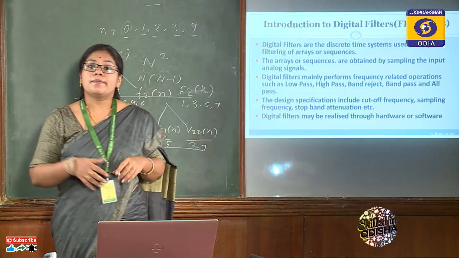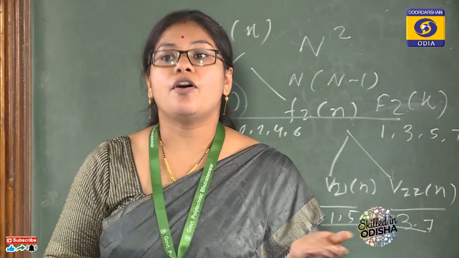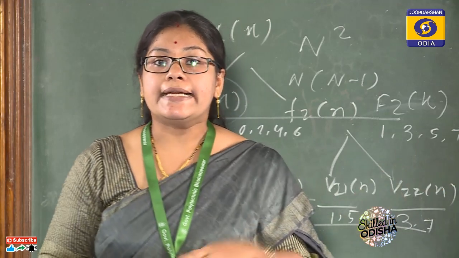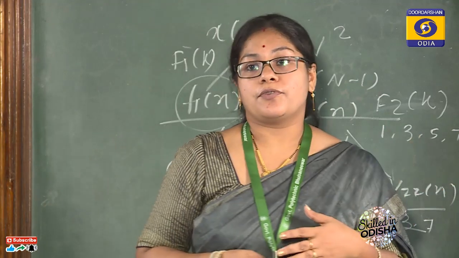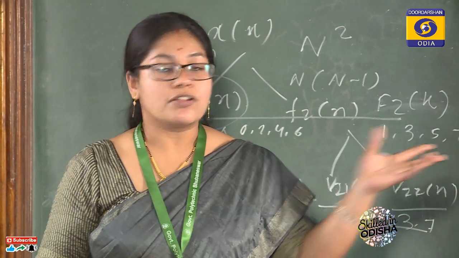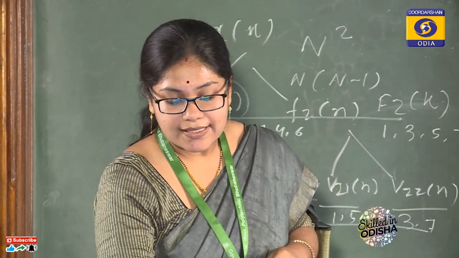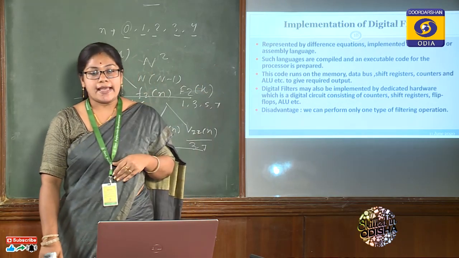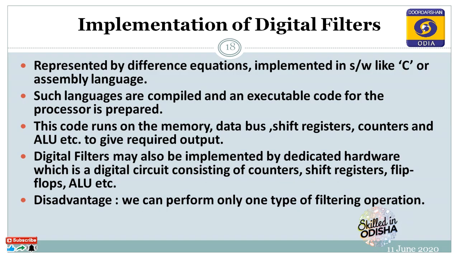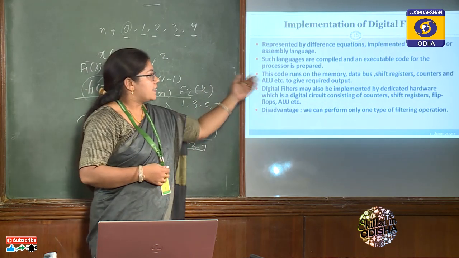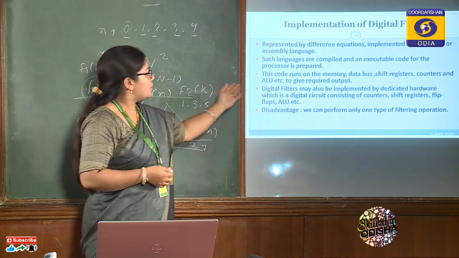Now these filters can be implemented either in software or in hardware. Since digital filters can be implemented in software, we need some software. What type of software do we need? Assembly level languages, and languages like C can also do this well. Now the difference equation is implemented in software, then those languages are compiled and an executable code is created. Now that code runs on the digital circuitry like the data bus, shift registers, counters, ALU to give the required output.